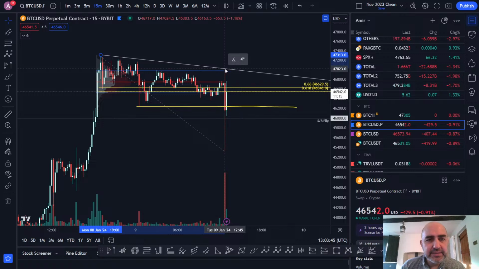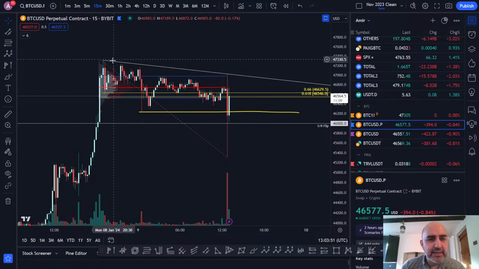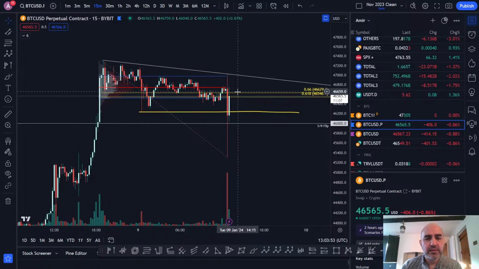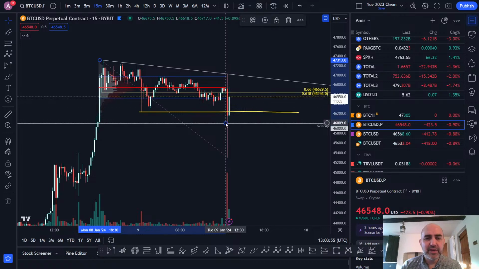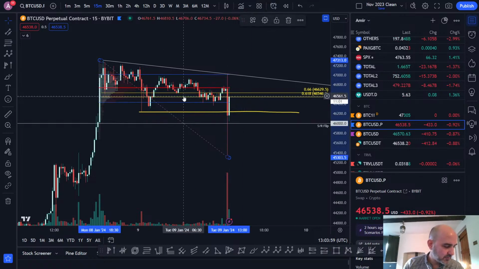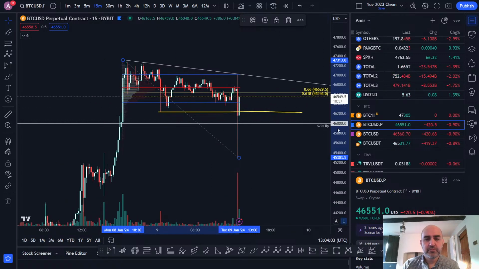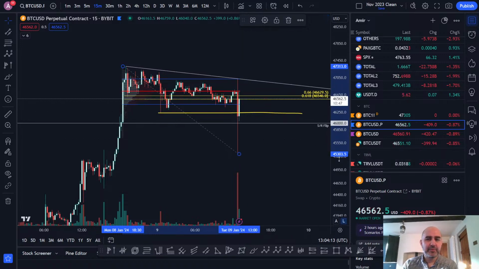Actually, we haven't taken liquidity from these highs. We're trying to get back into this range. It's too narrow. I think you want a wider range. I did say it could go down and then up and fill those single prints. So that's why I wasn't too worried about them.